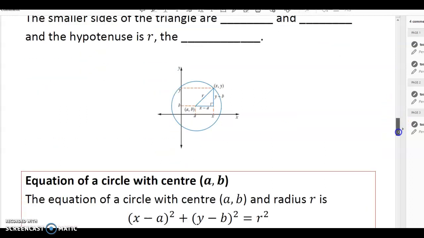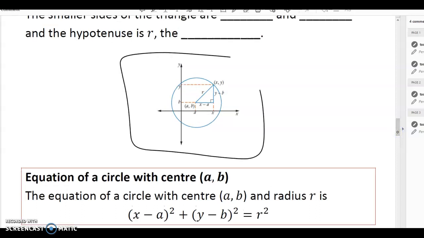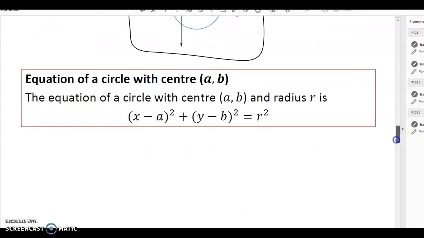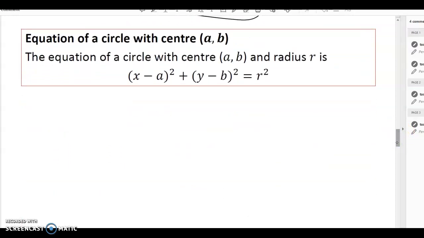down here, you can see that the smaller sides of this triangle are x minus a and y minus b. And r is of course the radius. And so combining all that, like we did before using Pythagoras, squaring each of the shorter sides, adding them together, and that equal to the hypotenuse squared, we get this formula here. And that's the equation of a circle with center a, b and radius r.